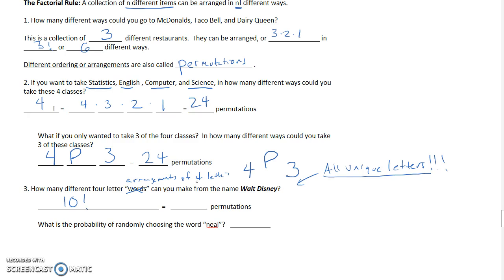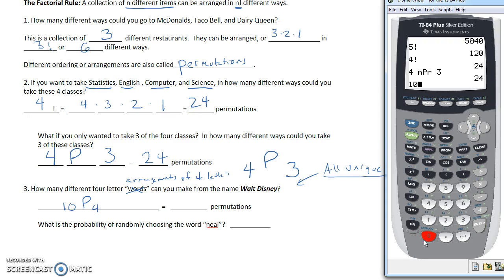So actually, sorry, back this up. This would not be 10 factorial, would it? What would this be? Because I'm not arranging all 10 of these letters, right? I have 10 letters to choose from, and then I am arranging them in permutations of 4. So this one is going to be 10p4. That's the number of different arrangements. You want to put the bigger number first always. So we're going to 10. We're going to select permutation, and then we're going to put them in groups of 4, and we can see that there are 5,040 different permutations.